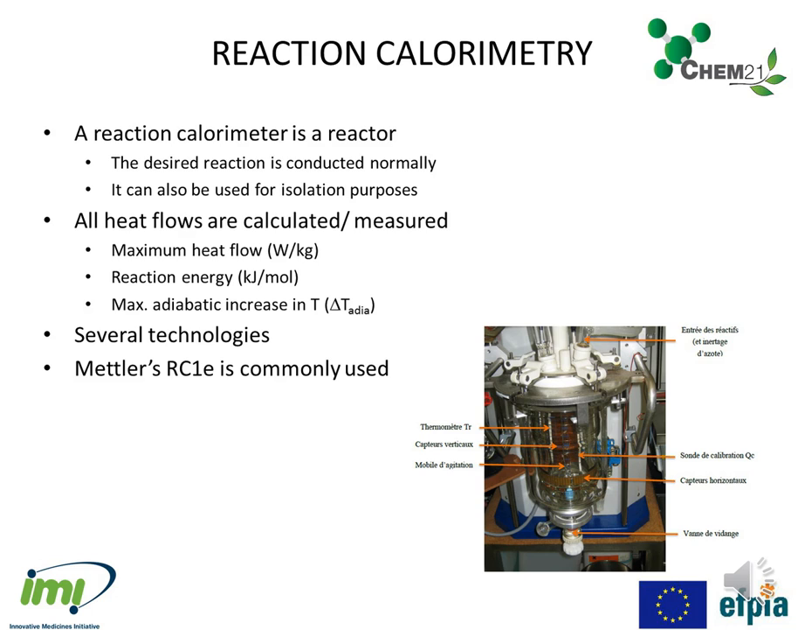The calorimeter continuously measures the heat flow and calculates the total reaction energy. It also calculates the mixture specific heat, and from this data, the maximum adiabatic increase in temperature, delta T adia, in degrees. We describe here the RC1E calorimeter of Mettler based on the measure of the temperature difference between the reaction mixture and the double jacket fluid, but there are many different technologies.